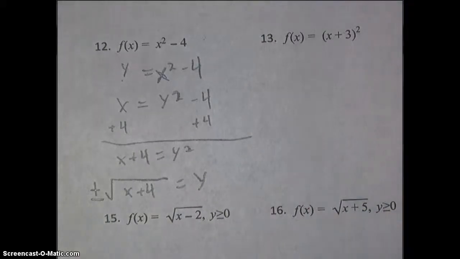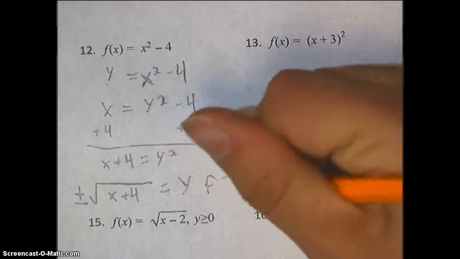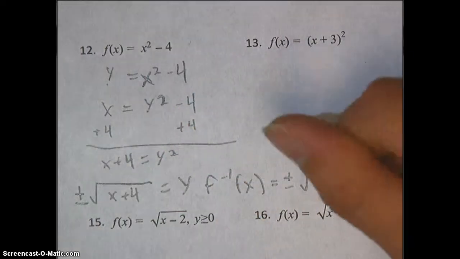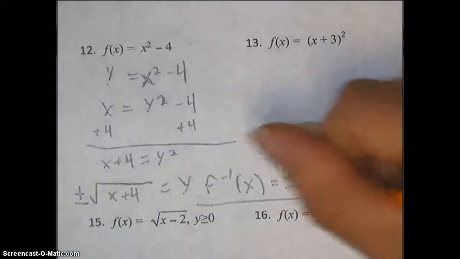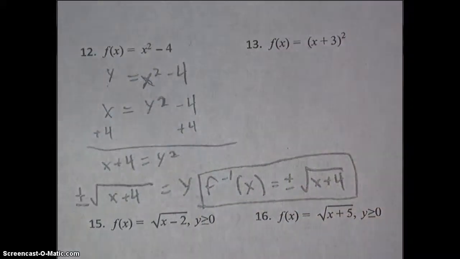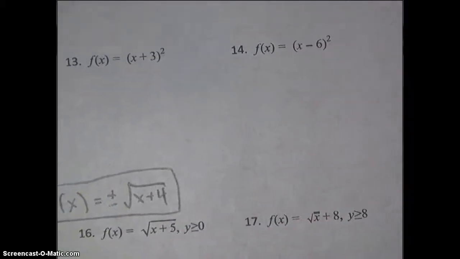Do not forget that. Of course, the last step here is to write it in function notation. f negative 1 of x equals plus and minus square root of x plus 4. This is the answer to number 12. I got time. I'm going to show you one more. The last one I want to show you is number 14 here.